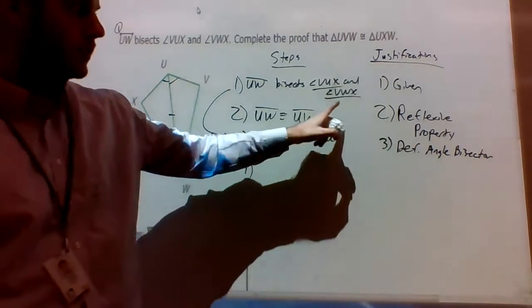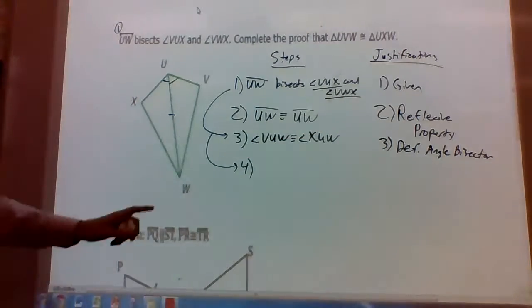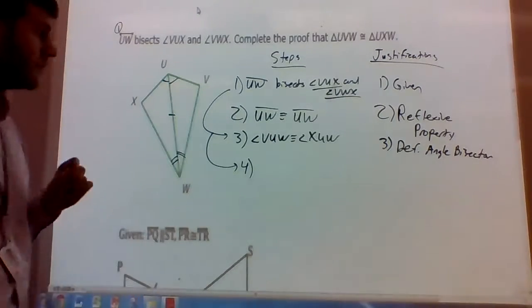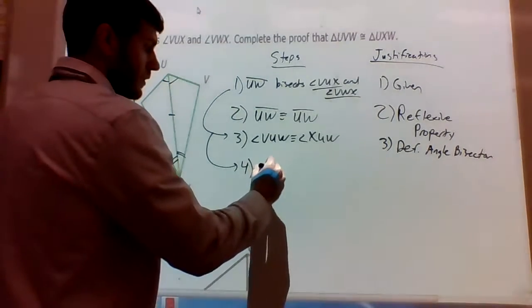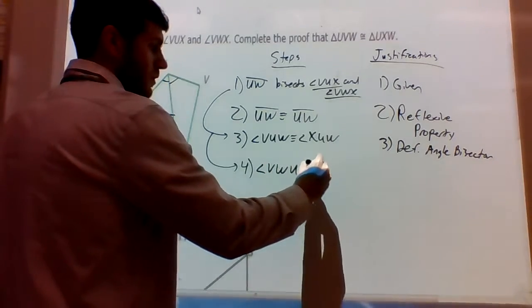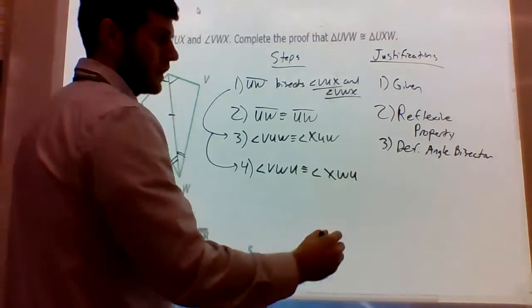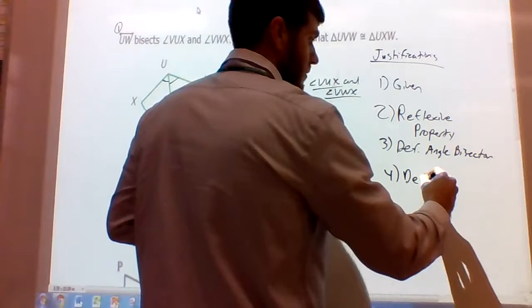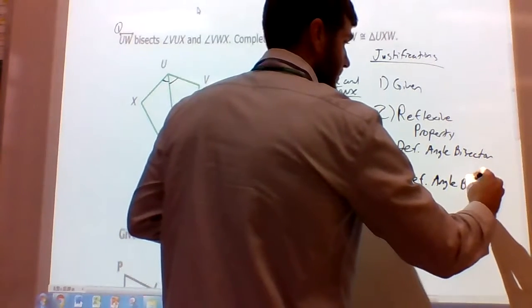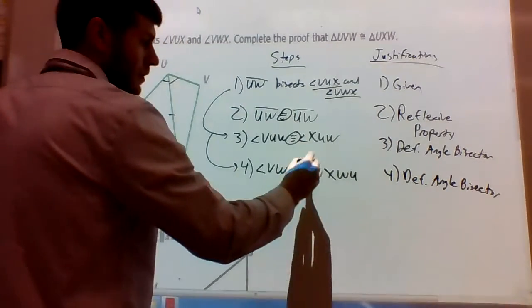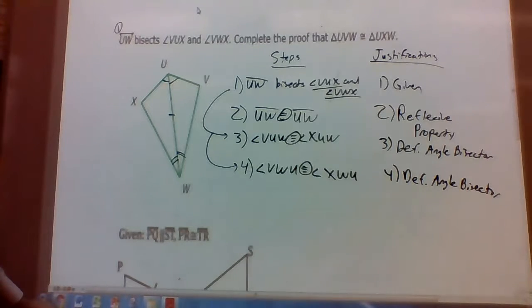Second part of our given said that it also bisects angle VWX. So again, we're going to have two congruent angles. So angle VWU is going to be congruent to angle XWU. And again, definition of angle bisector. At this point, we notice we have three congruent parts. So let's see if we can use any one of our postulates to determine if the triangles are congruent. They're the same size and shape.